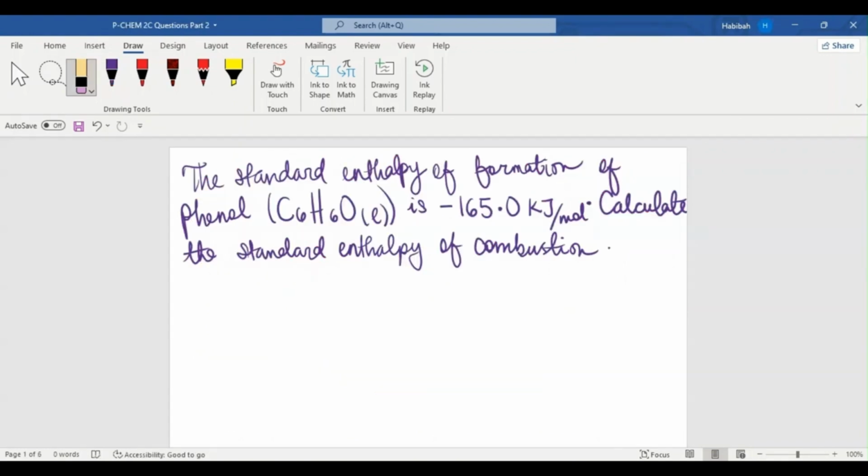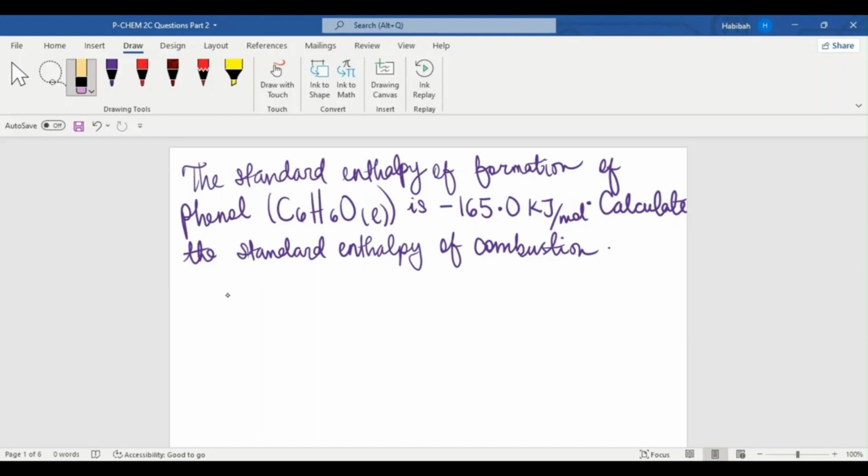Salam and welcome everyone. Today we're going to be working on the question on the screen that says the standard enthalpy of formation of phenol, C6H6O, is negative 165.0 kilojoules per mole. Calculate the standard enthalpy of combustion.